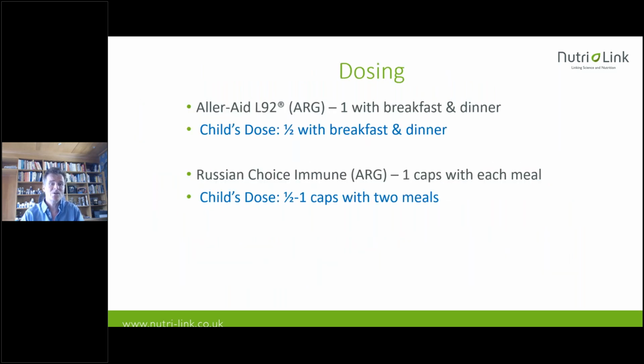The dosing of these two together. I didn't put Russian Choice on the mind map I drew for allergy and hay fever, but it could well be there for immune modulation. I think I did, he says. So I've given you the adult dose and the child dose.